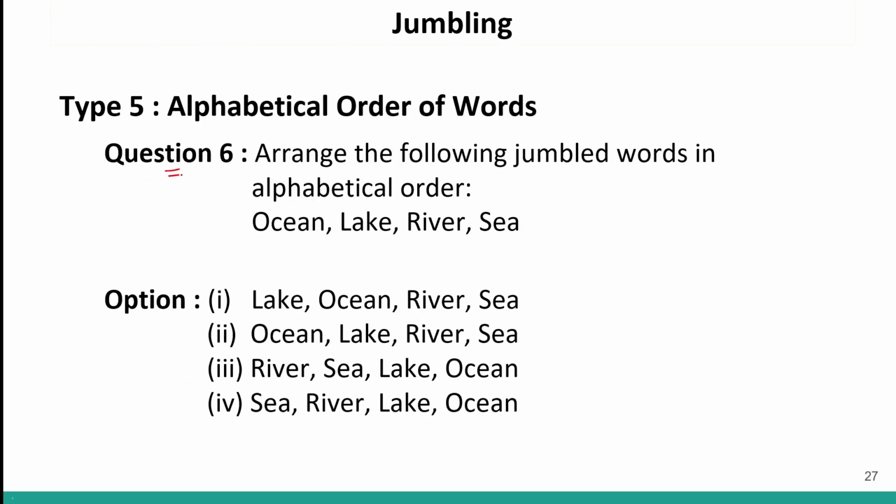Now, question number 6. Ocean, lake, river, sea. Easy. S is 19, R is 18, L is 12 and O is 15. So the first will be lake, then ocean, then river and then sea. So lake, ocean, river, sea is given in option number 1. So option number 1 will be your correct answer.